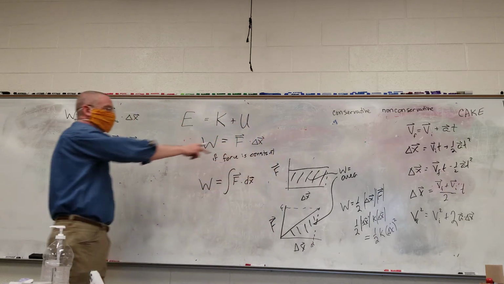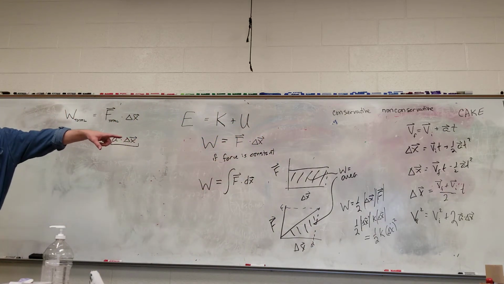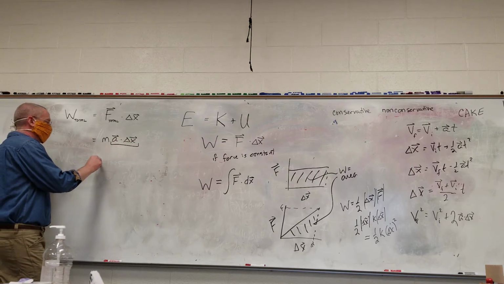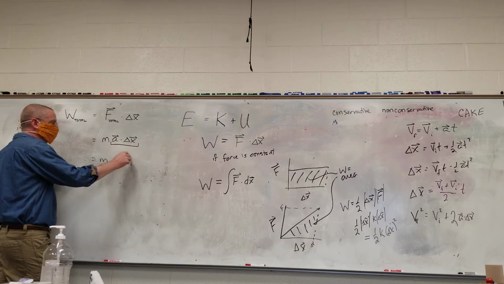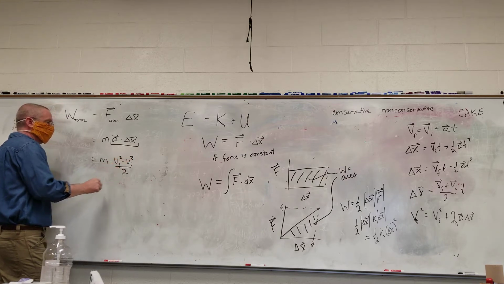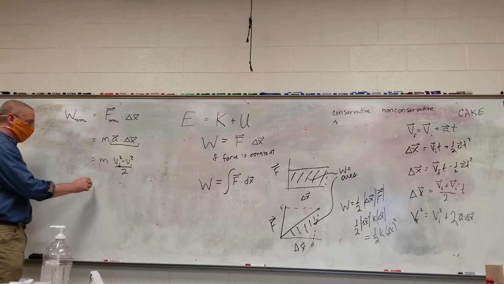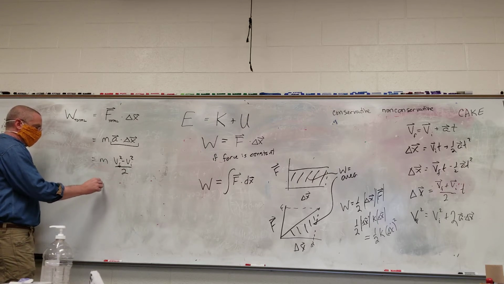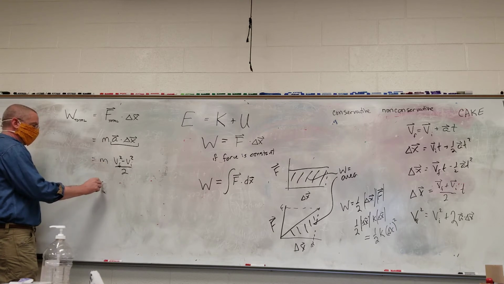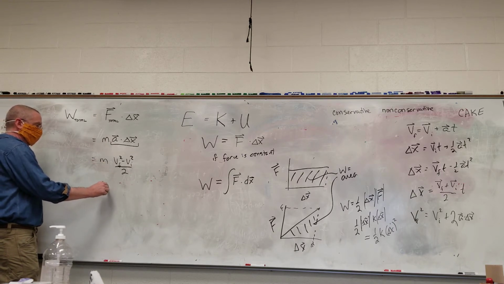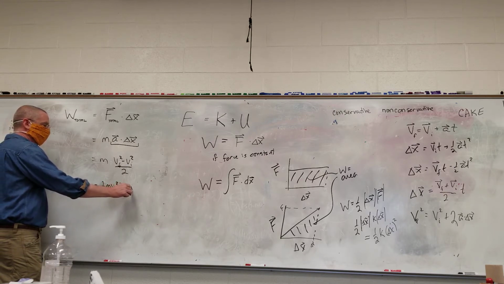So from that last equation right there, if we solve for acceleration times displacement, this becomes mass times VF squared minus VI squared divided by 2. And I'm just going to rearrange that. Actually, I'm going to distribute the 2 and the mass there, so I get 1/2 mass VF squared minus 1/2 mass VI squared.